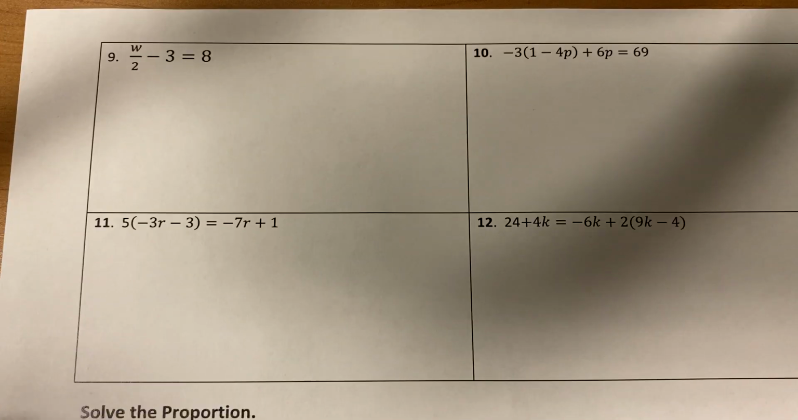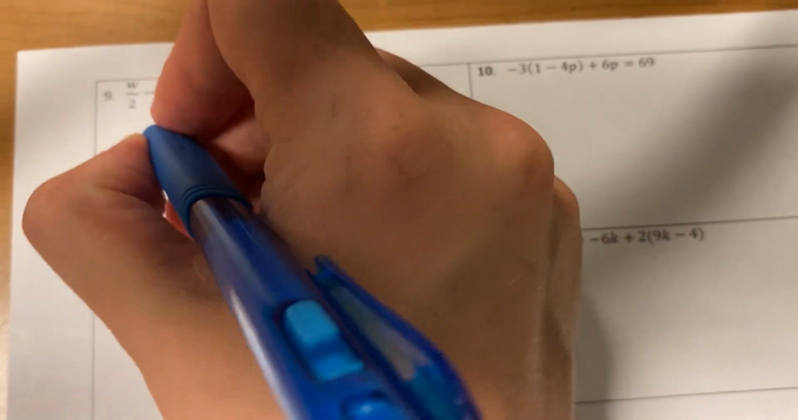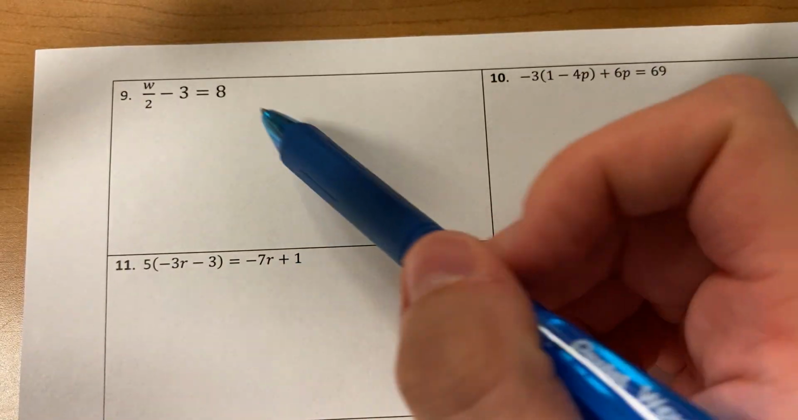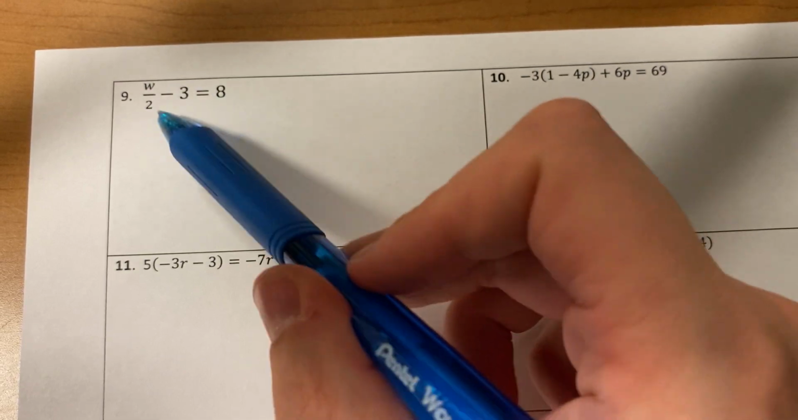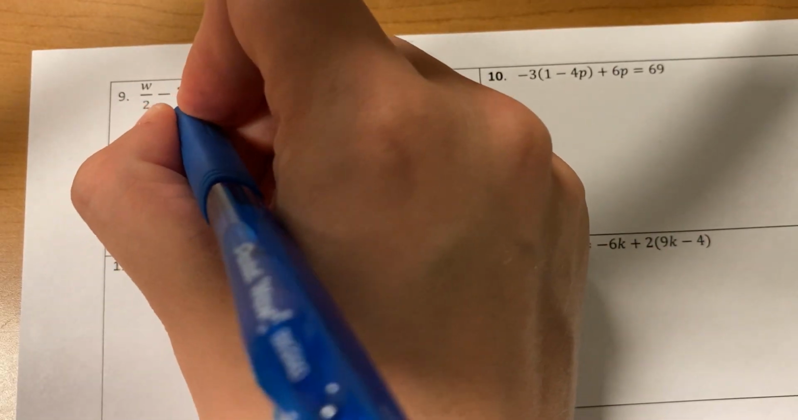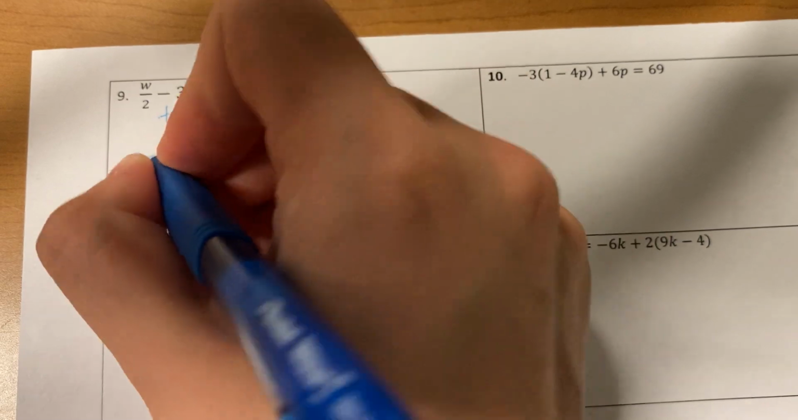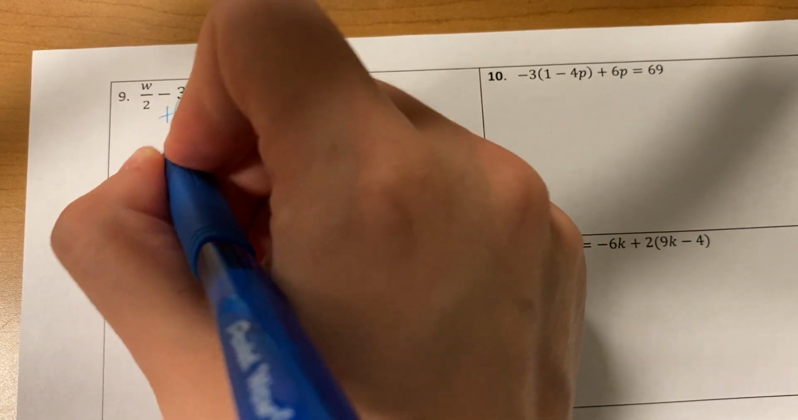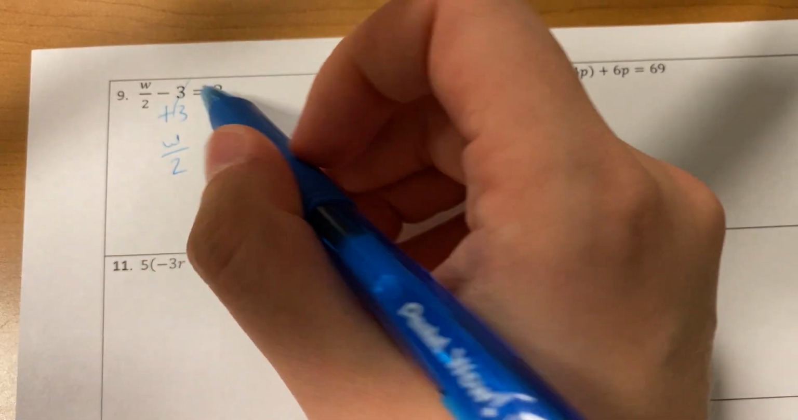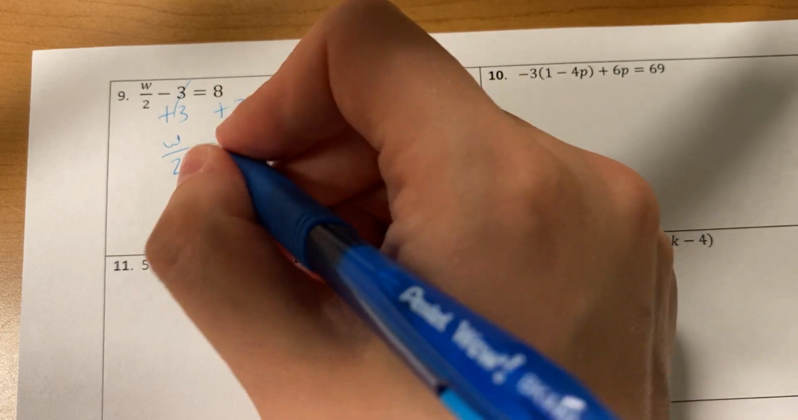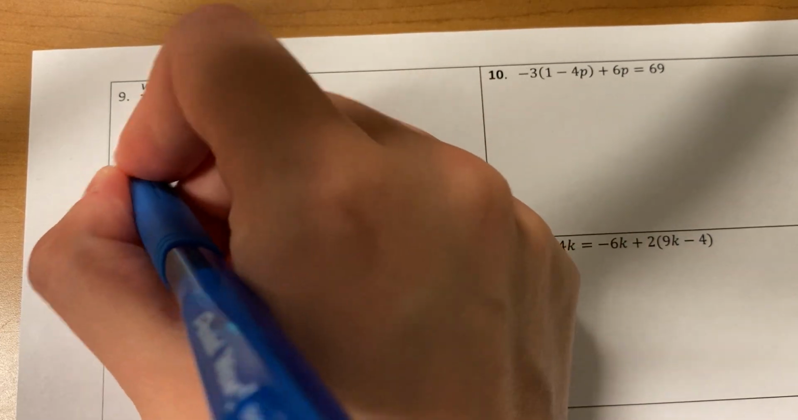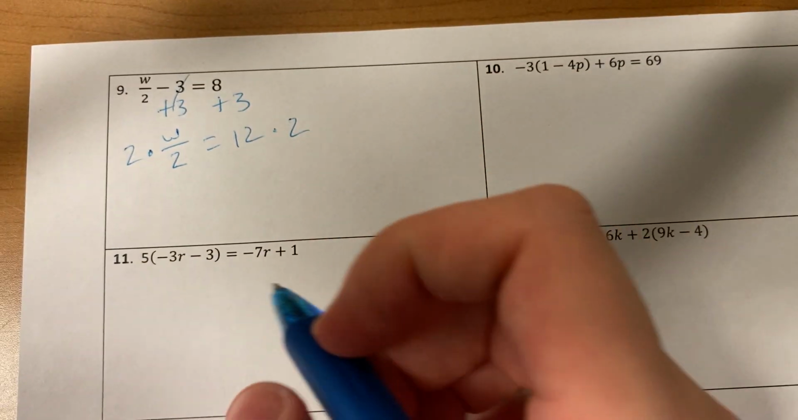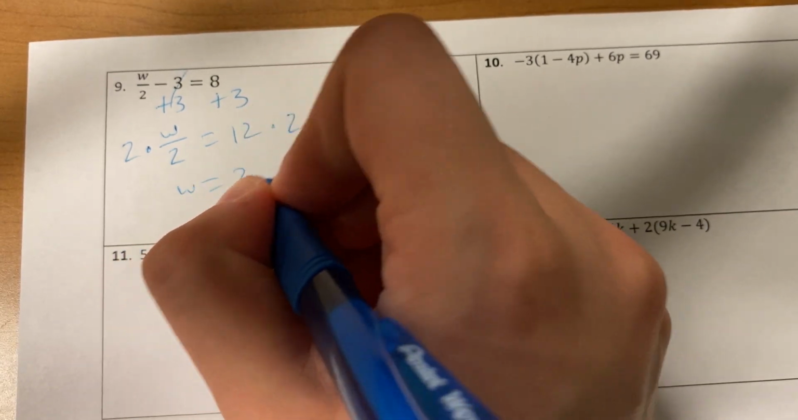Okay. Moving on to number 9. So we're going to kind of zip through these real quick, but we're always going to add or subtract first when we're solving equations. So I'm going to add 3 on either side. And so when we add 3 on either side, 8 plus 3 is 12. I'm going to multiply by 2. We get W is equal to 24.